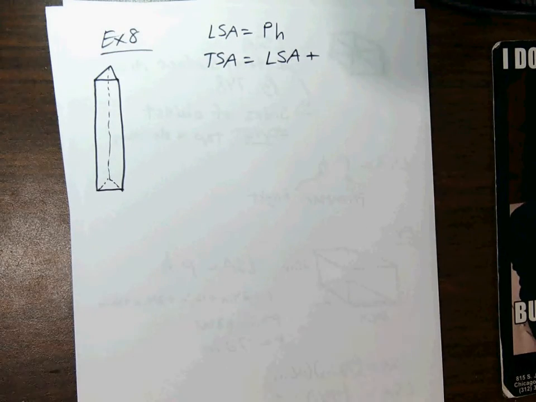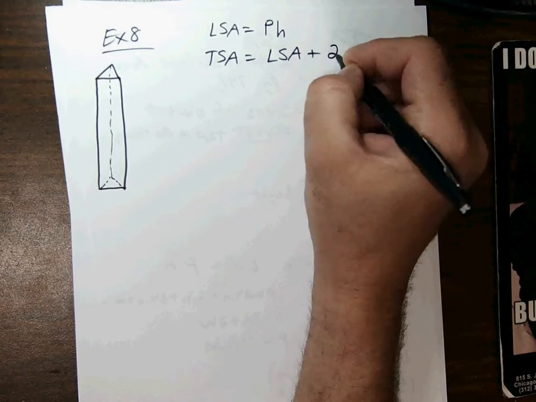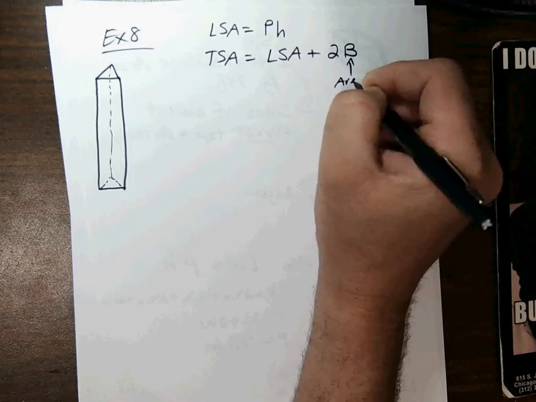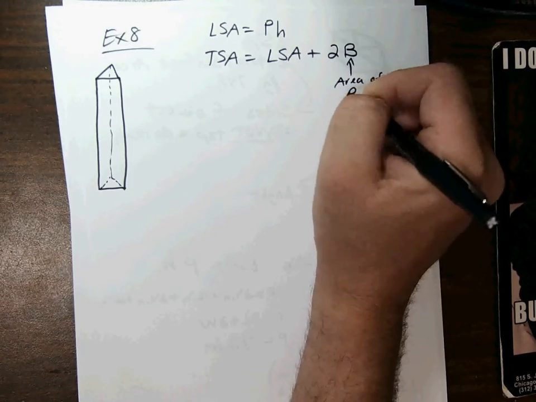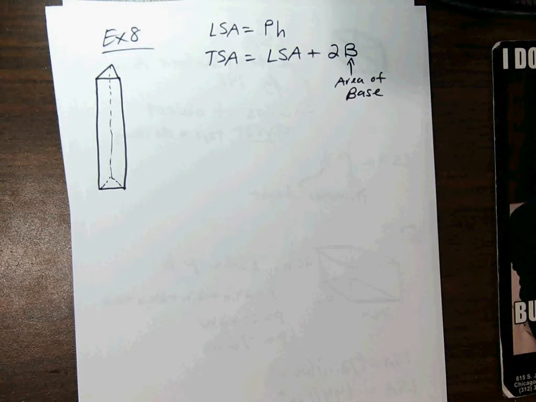And we've been using this capital letter B to stand for the base of something. So plus twice the area of the base, okay? And that's area of the base, which is the same as the area of the top. Okay, so 2 of those. One for the bottom, one for the top.